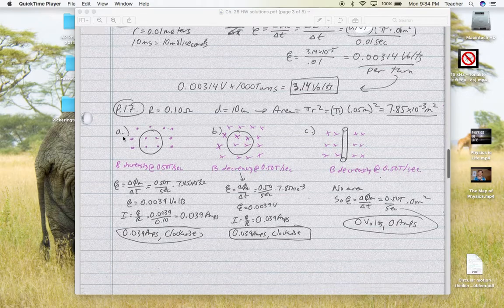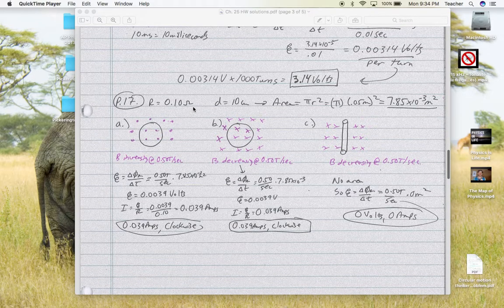Okay, so for number 17, you've got a resistance of 0.1 ohms, and a diameter of 10 centimeters for a loop like this, and it tells you the rate at which the field is increasing or decreasing. You're asked to find the current in that case, so you really need to find the EMF. First of all, we're going to get the area, which is pi r squared. So you have an area of 7.85 times 10 to the negative 3 square meters.